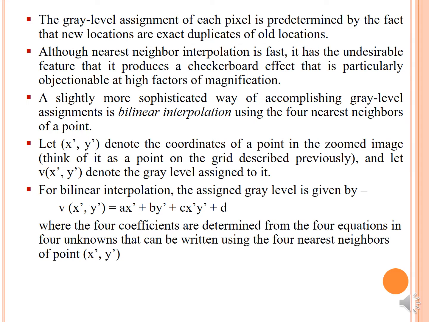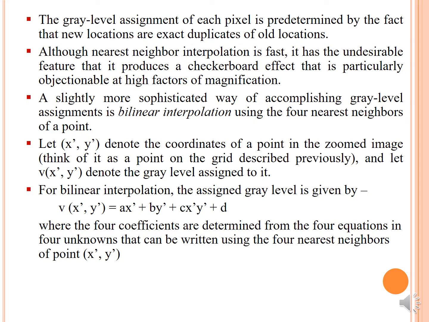A slightly more sophisticated way of accomplishing gray level assignments is bilinear interpolation using the four nearest neighbors at that point. Let x', y' denote the coordinates of a point in the zoomed image. Think of it as a point on the grid described previously, and let v(x', y') denote the gray level assigned to it.